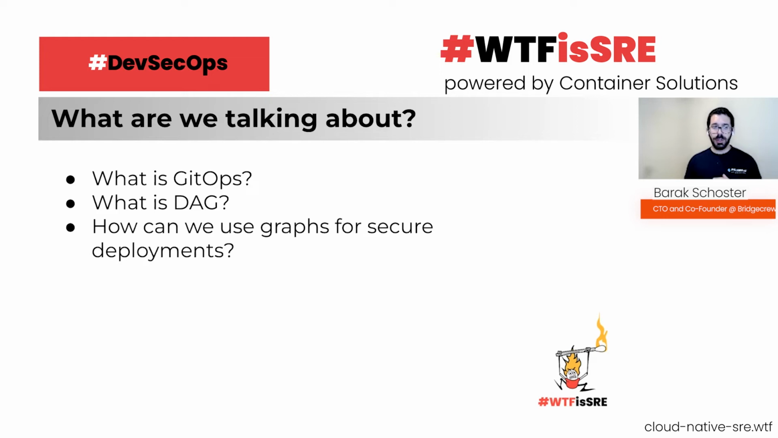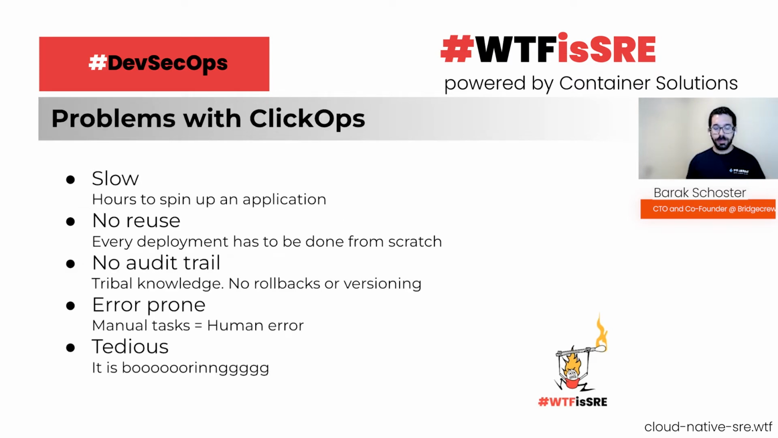Before diving into some of those problems, let's talk about what we're going to cover today. We'll talk about what exactly GitOps is and why it is required, what a DAG, a directed acyclic graph, is, and how we can use graphs to secure our cloud deployments. Let's start with defining what ClickOps is before GitOps.